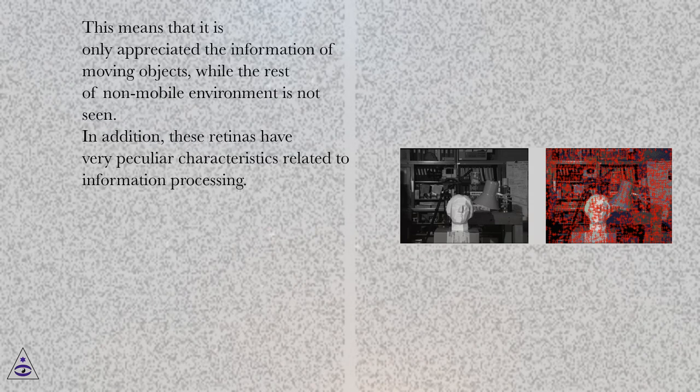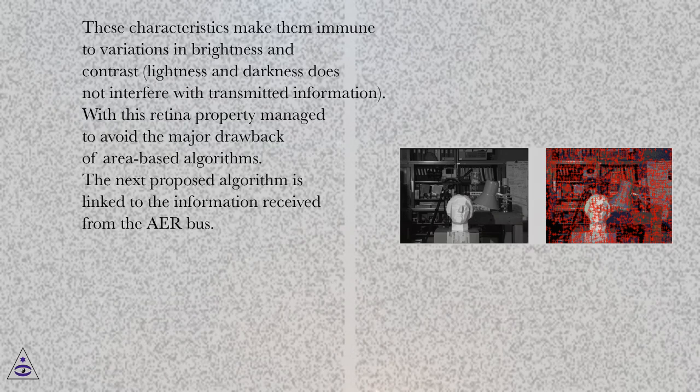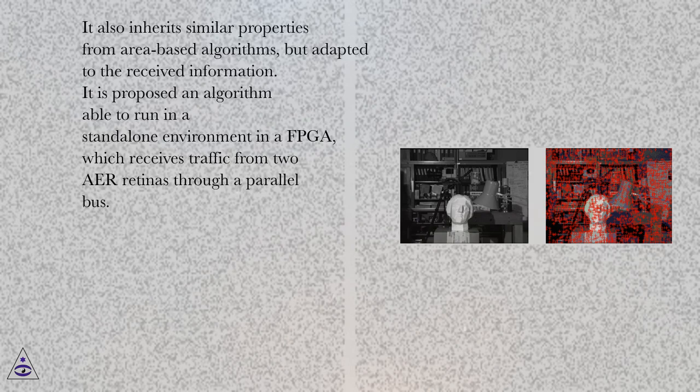This means that only the information of moving objects is appreciated, while the rest of the non-mobile environment is not seen. In addition, these retinas have very peculiar characteristics related to information processing. These characteristics make them immune to variations in brightness and contrast; lightness and darkness do not interfere with transmitted information. With this retina property, we managed to avoid the major drawback of area-based algorithms. The next proposed algorithm is linked to the information received from the AER bus. It also inherits similar properties from area-based algorithms, but adapted to the received information.